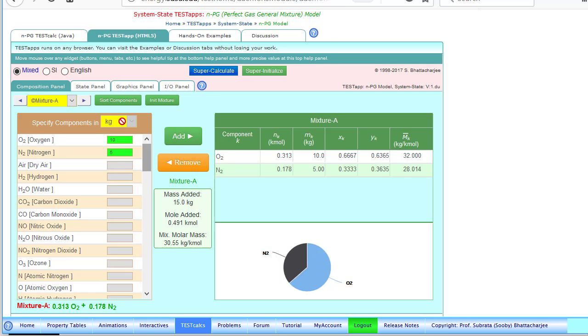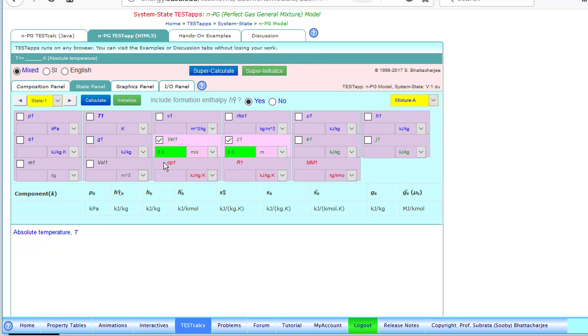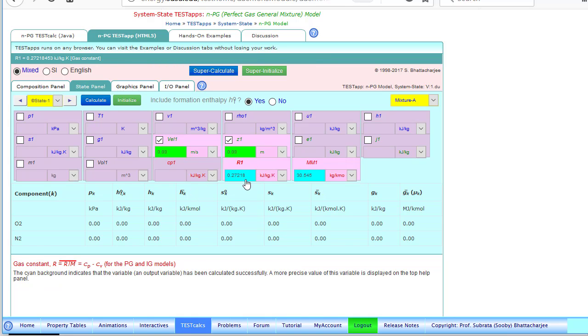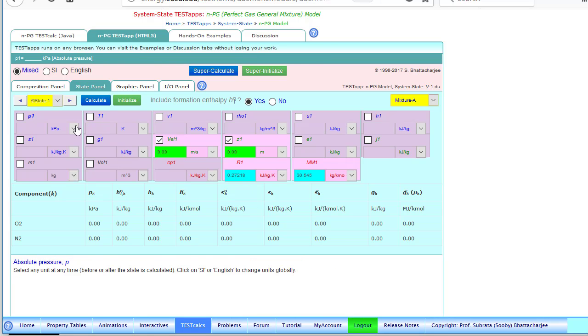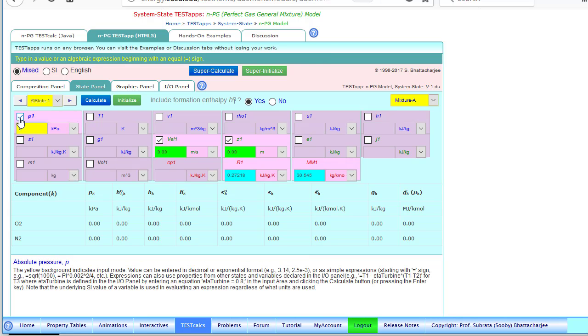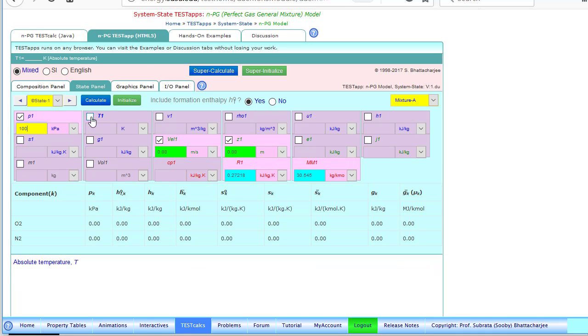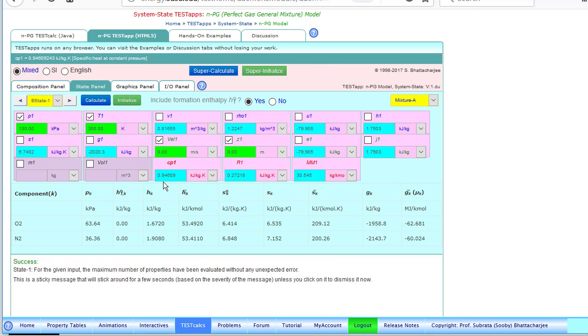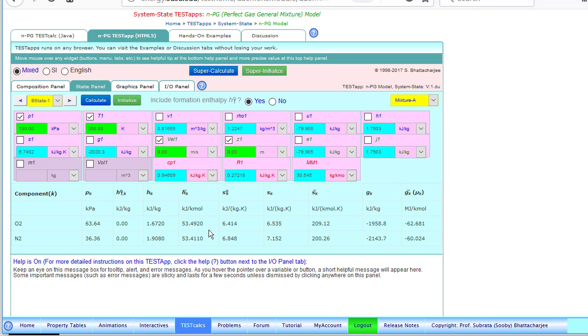And then it asked for our gas constant, which I don't see on here, so we'll go to the state panel. It's set as mixture A, and we'll just hit calculate. And there's our gas constant, R1. It's about 0.272 kilojoules per kilogram Kelvin. So there's our answers for A and B. Maybe it would have given us pressure and temperature. Let's just guess that it gave us 100 kPa and 300 Kelvin. If we hit calculate, it would give us all our other properties that we may need for a more difficult problem.